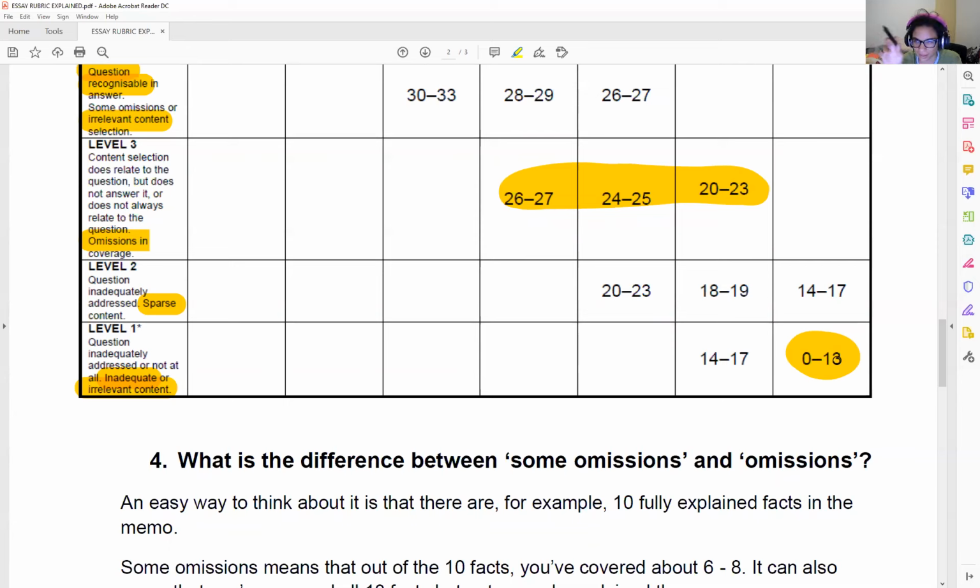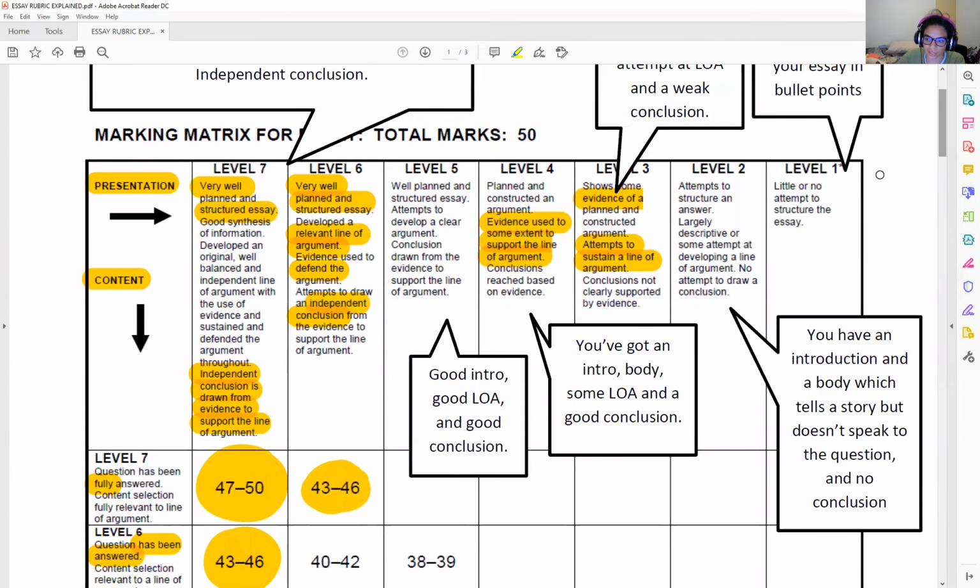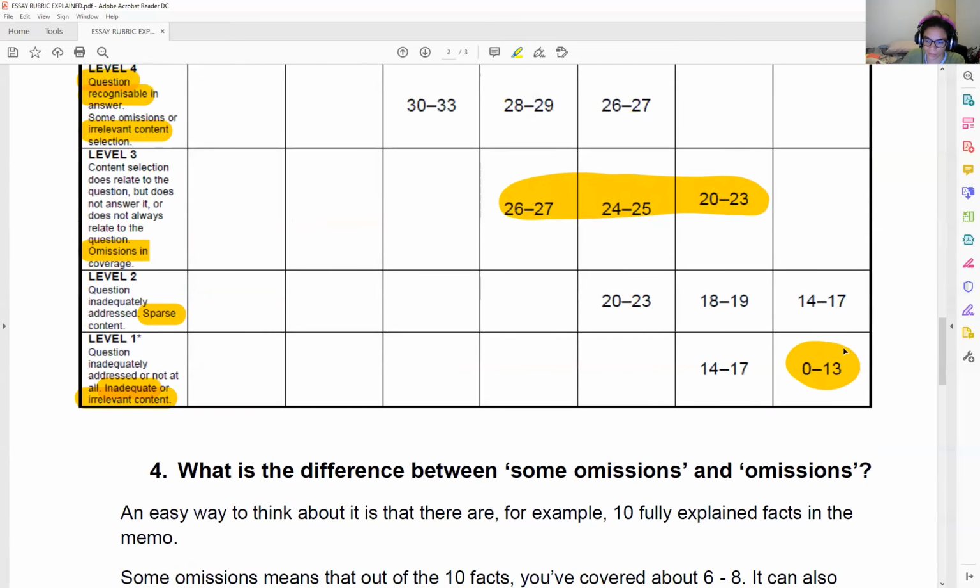Then the next kind of halfway package is 1 to 3. That means we can find something for you, but it's not enough. And then the last one is 1 to 6, I think. And then the other one underneath is 7 to 13. And that means it's just inadequate content. There's just not enough content to put you at a level 2, but there is some content. Okay, and that is when you've got content, but you don't have an attempt to structure the essay. So there's no introduction, there's no body, there's no conclusion. Okay, so that will leave you with a level 1, which is 0 to 13.